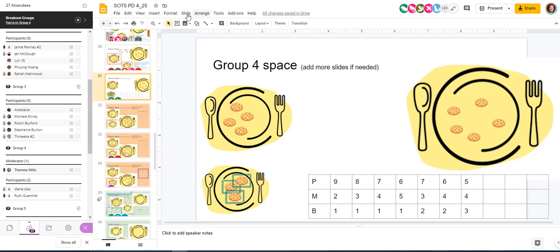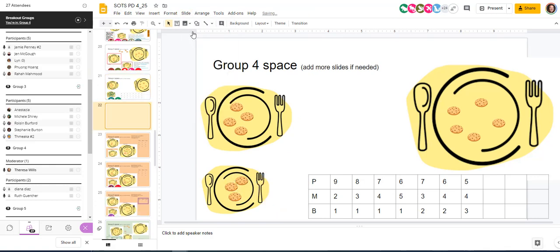Group 4, feel free, here I'll make you a duplicate slide. It looks like you're just trying to get some extra room. So you have 2 slides to work on now. You can delete some of that extra junk, the plates out of the way.